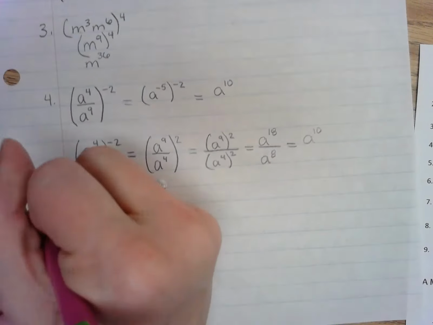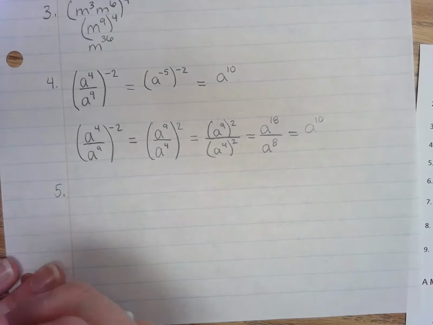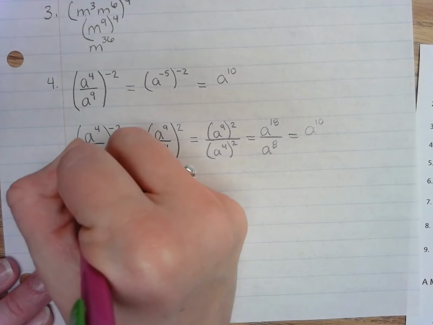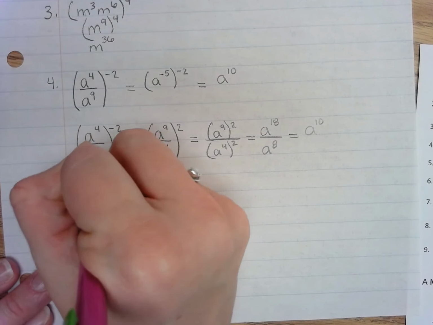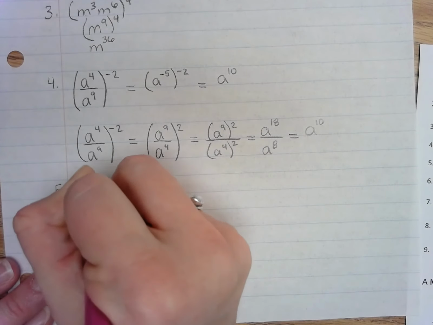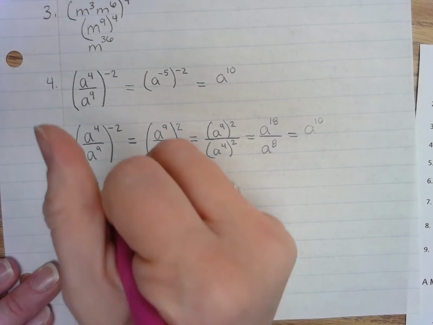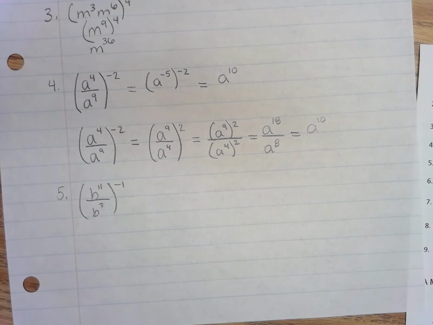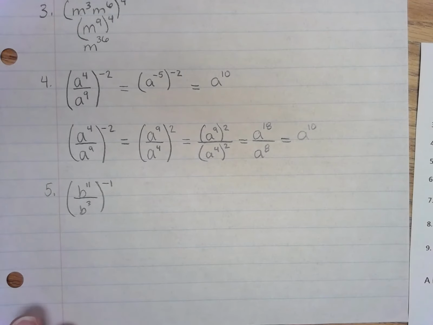Let's look at example 5. Here we have b to the 11th over b to the 3rd. All of that is raised to the -1 power.